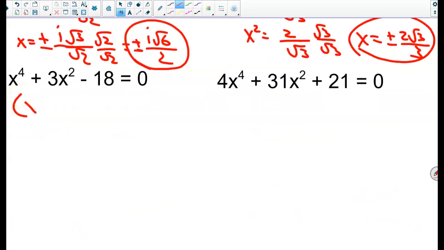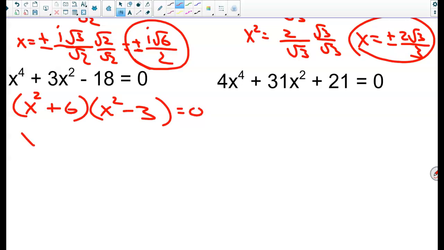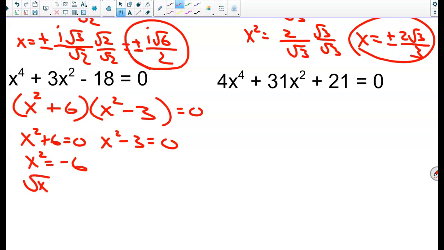Okay, when I'm factoring here, we put the x's and they're both x squared. Negative 18 means we're going with a positive 6 and a minus 3 to create that middle term. So x squared plus 6 equals 0, and x squared minus 3 equals 0. x squared equals a negative 6. I square root both sides, and my answer is simply plus or minus i root 6.